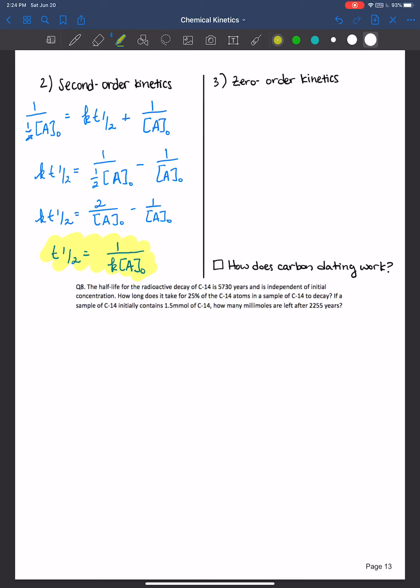And then zero order kinetics, just plugging 1/2 the initial concentration of the reactant in for the concentration of the reactant at a specific point in time into the integrated rate law. It's equal to negative k t 1/2 plus the concentration initially. And when we rearrange the equation, we get this final answer.